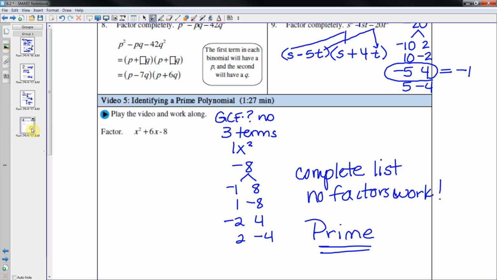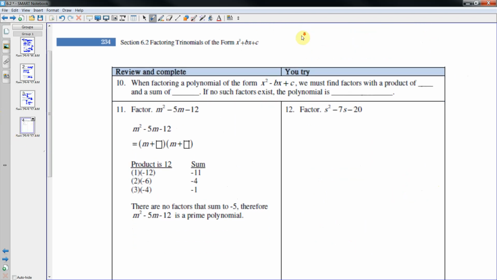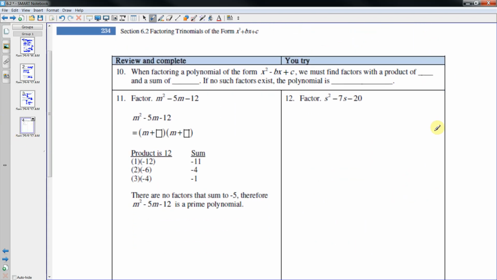Let's do one more like that. So at the top, this little definition sentence: when factoring a polynomial x squared minus bx plus c, we must find factors with a product of c, that's the product of the last term, that add up to the middle term, which would be b. If no such factors exist, then the polynomial is prime. Prime does not happen very often. I'm just telling you, most of the time you can find the combination.